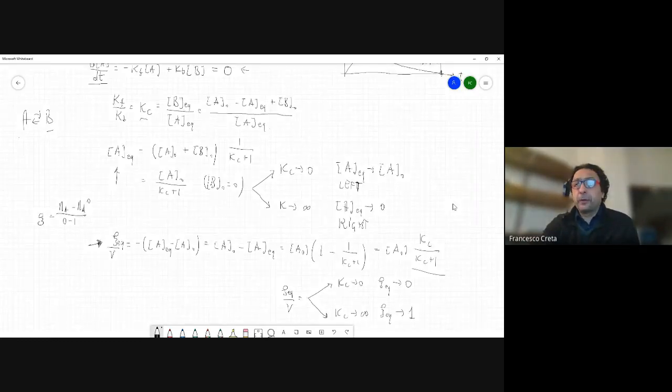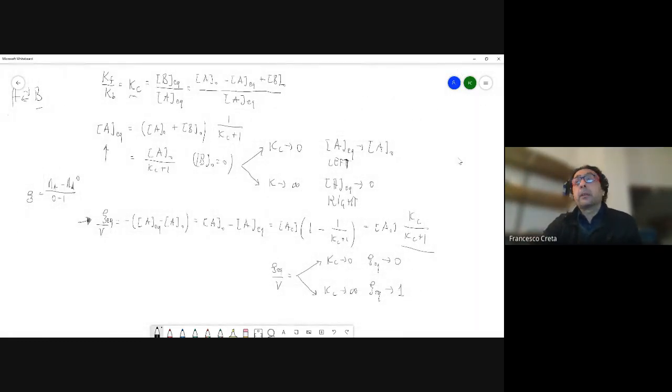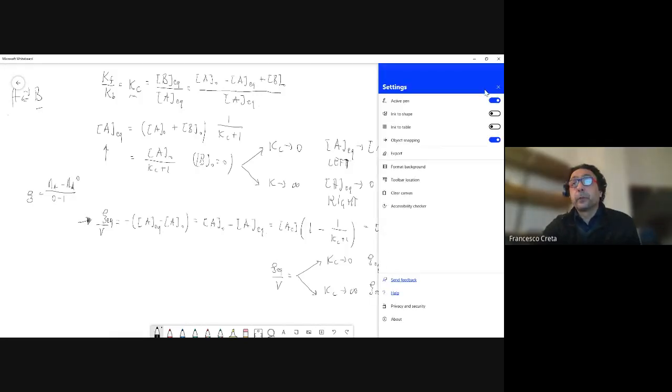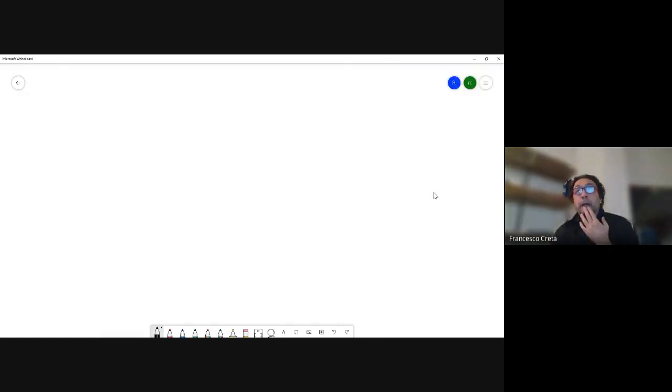So if you have finished copying here, I would like to clear the... Are you done? Yes, Prof. Okay. To clear this canvas because when it gets too crowded, I can't move it. I can't move it around anymore.